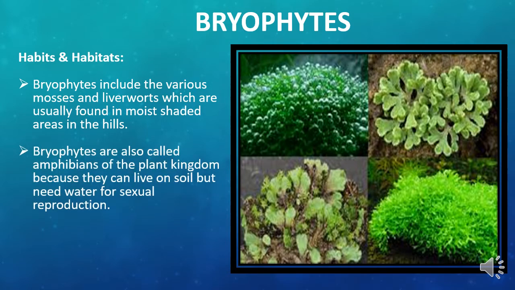Bryophytes are also called amphibians of the plant kingdom because they can live on soil but need water for sexual reproduction. They live on soil but they need water for their sexual reproduction because the male gamete, which is the anthrozoid, has to move towards the female gamete. For that it needs a water medium through which it can swim to the female egg.